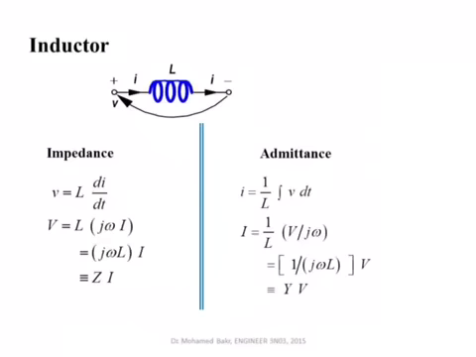So now we start with the inductor. We know that it's governed by the equation v = L di/dt. This is the relationship between v and i in the time domain. But in the frequency domain, this means that the phasor of V is equal to L multiplied by jω, the phasor of I. Remember, when you differentiate with respect to t, you multiply the phasor by jω. So this means that the phasor of V is equal to the phasor of I multiplied by jωL. This term here is what we call the impedance of the inductor.